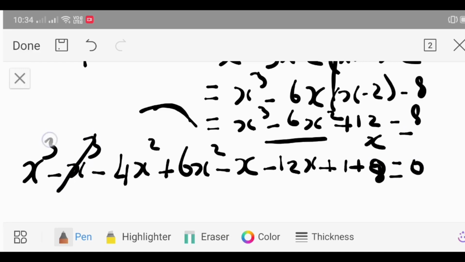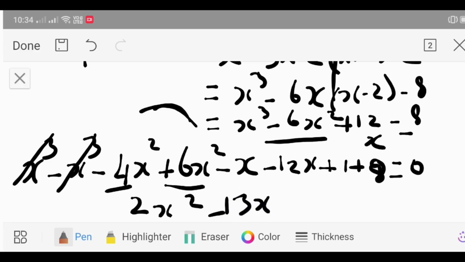Now this x cube will be cancelled. Instead of minus 4x squared and plus 6x squared, we get 2x squared. Now we have minus x and minus 12x, so both are minus, so we need to add, giving minus 13x. Plus 1 plus 8 becomes plus 9, equal to 0.